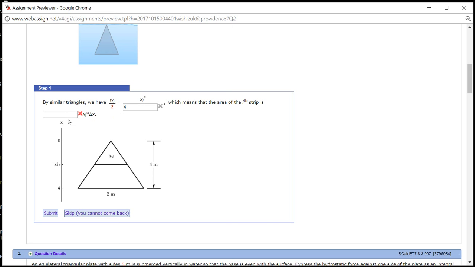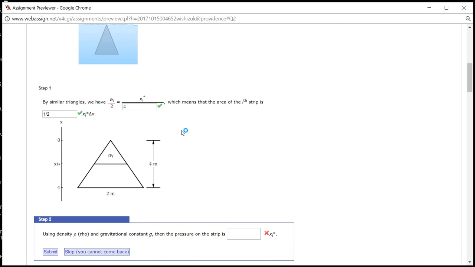So 1/2 xi star times delta x is going to give you the area of the approximating rectangle, so I'm going to just put 1/2 here. All right, so let's submit. It came back and looks like we got step 1 correctly.